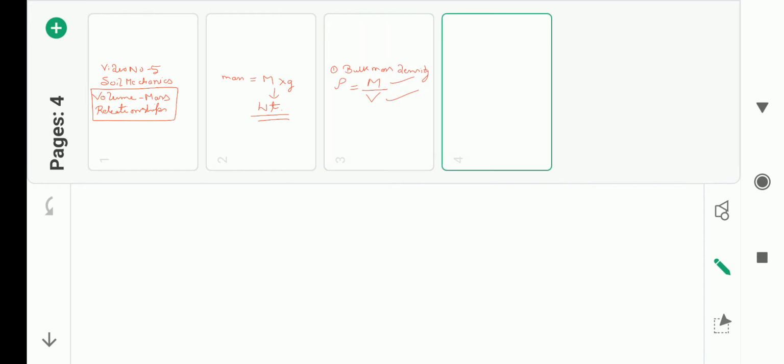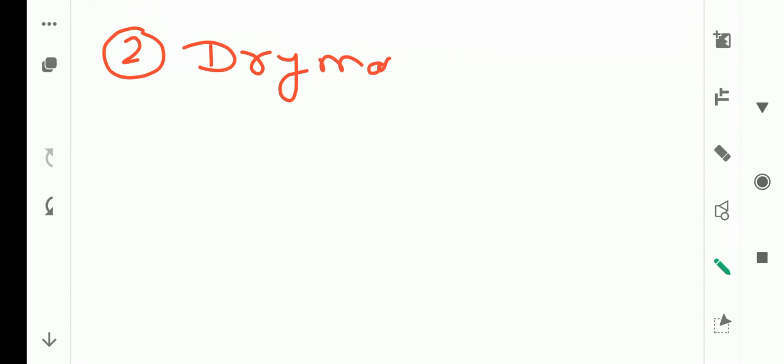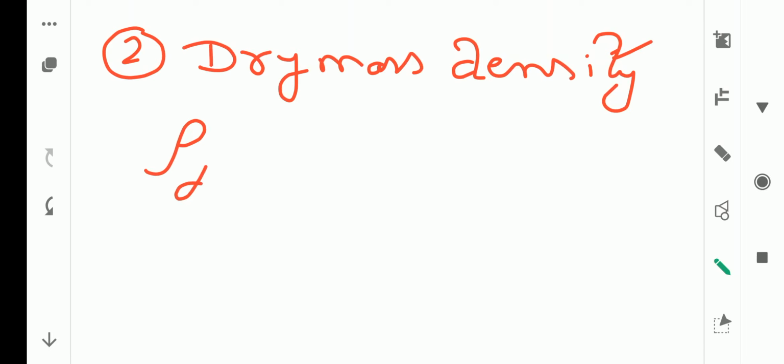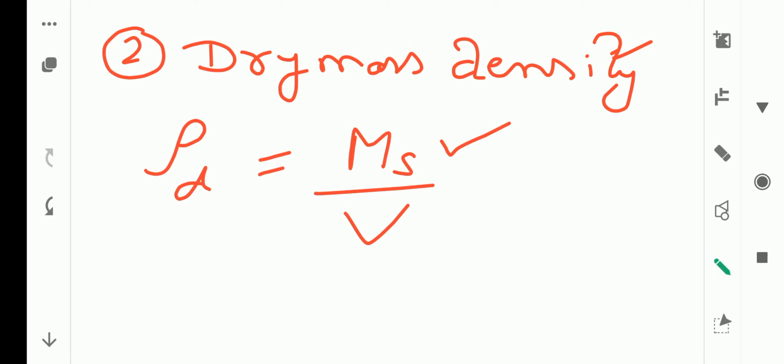Then in the same manner we define dry mass density. Dry mass density is the mass of solids per unit total volume. It is denoted by rho d. The only difference is here, we are using mass of solids instead of total mass.